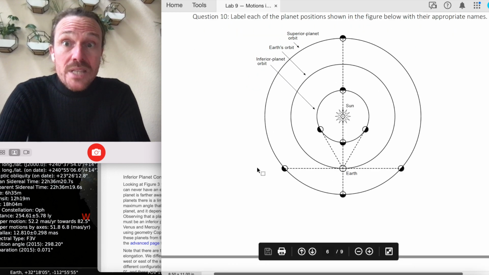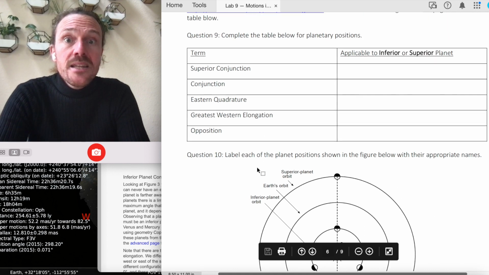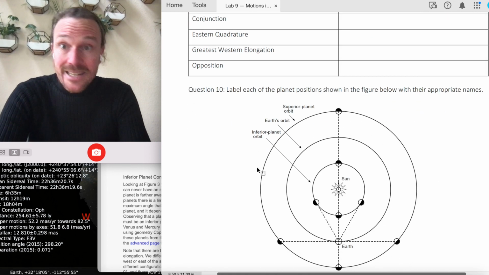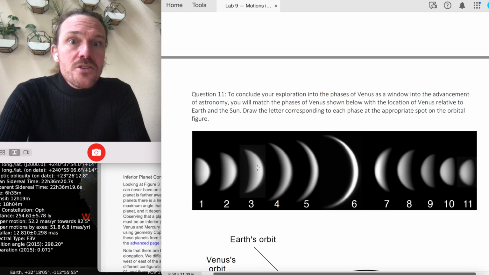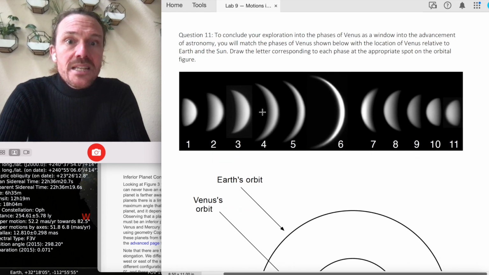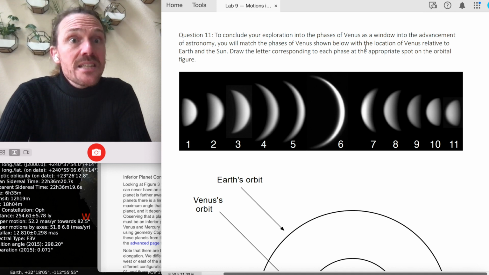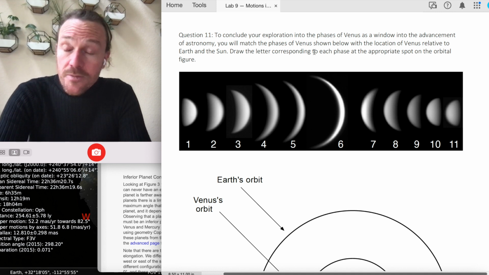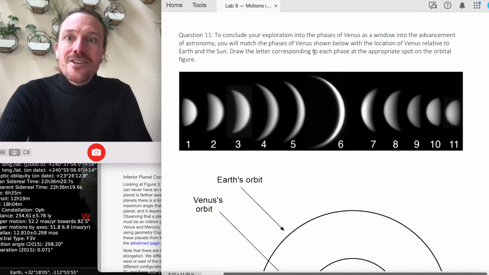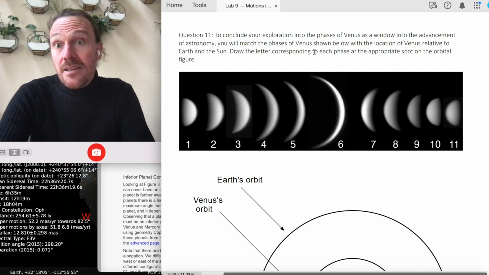So the same thing, you'll use that page to fill in questions 9 and 10. Okay. All right. So this is talking more about the phases of Venus. To conclude your exploration into the phases of Venus as a window into the advancement of astronomy, right? This is a big deal, that we have a better explanation for apparent retrograde motion, because it was certainly a mystery, and the Ptolemaic model was not a satisfying answer.